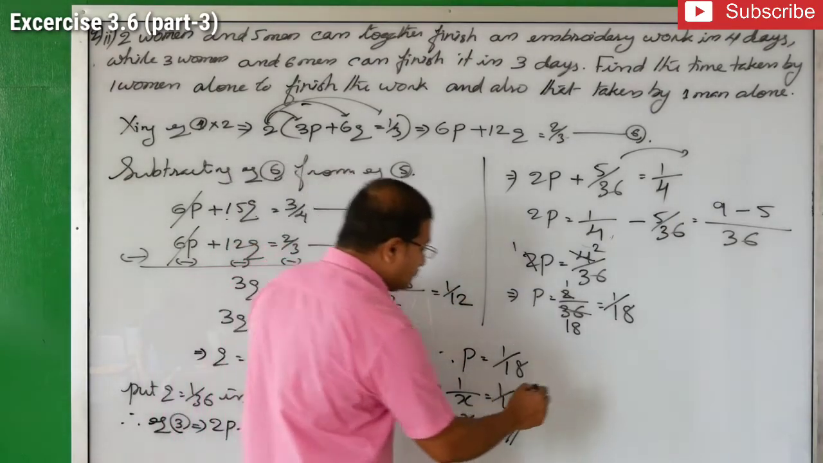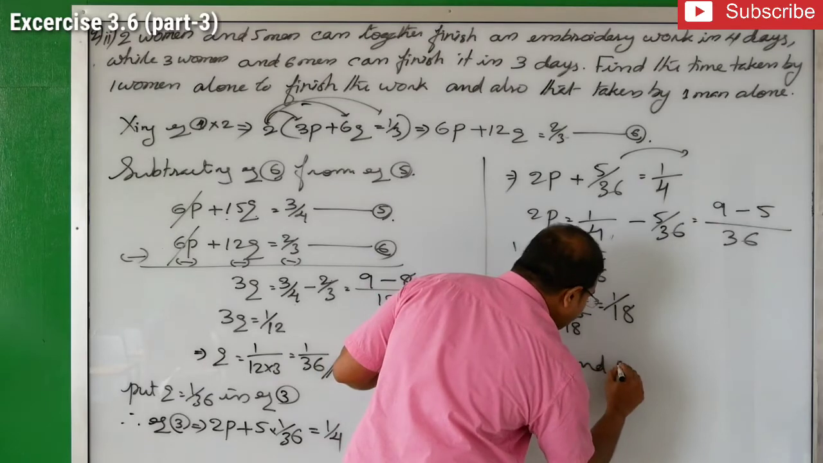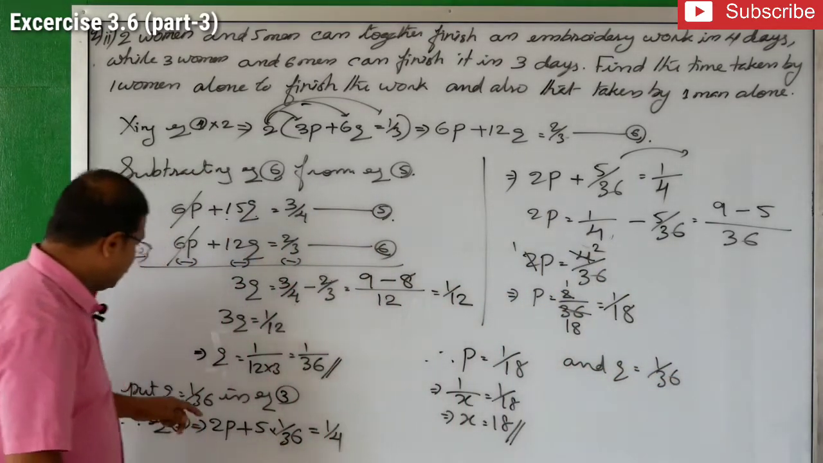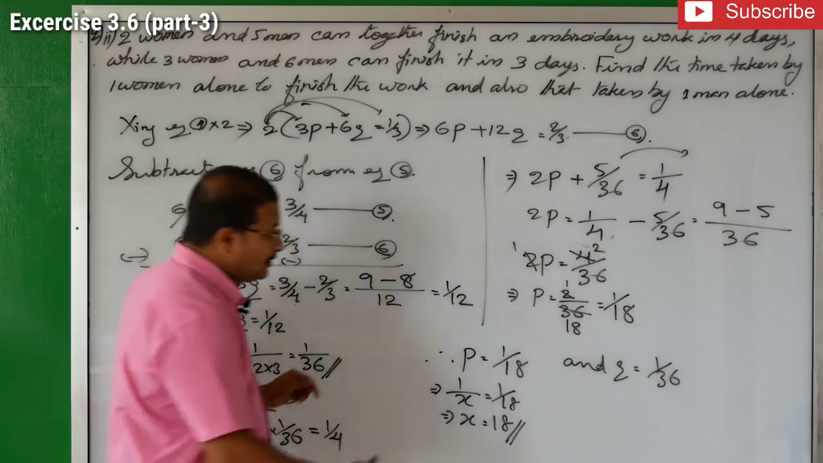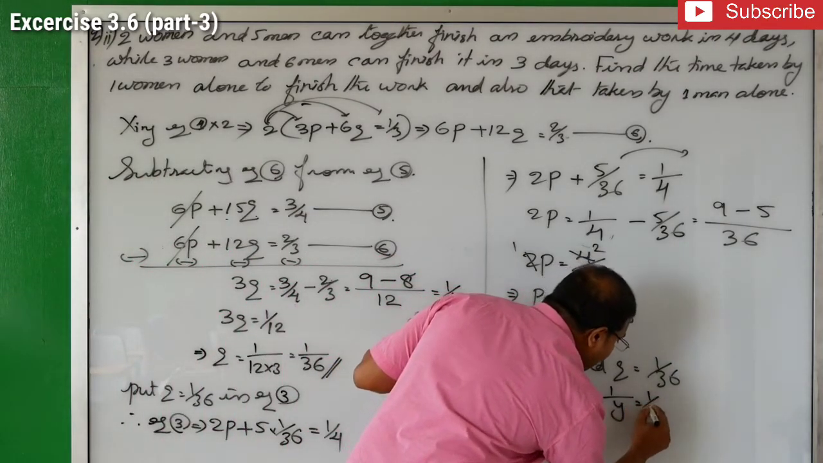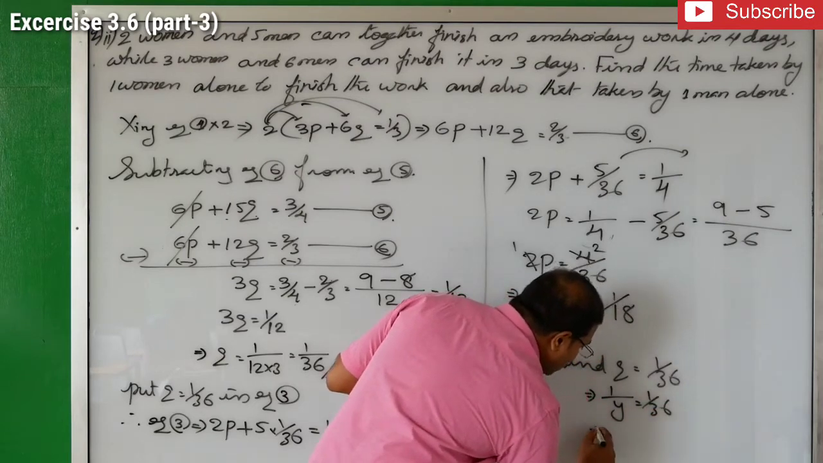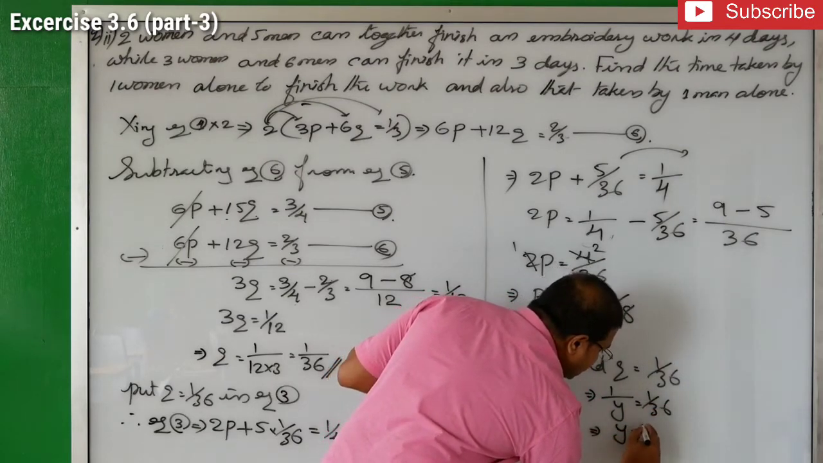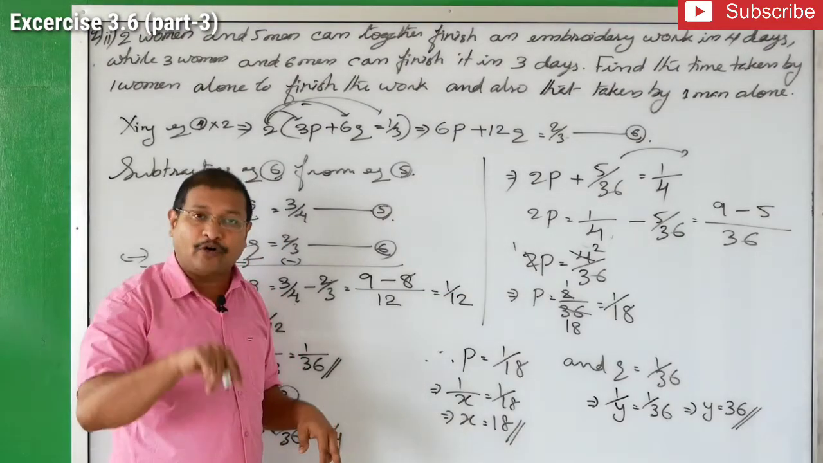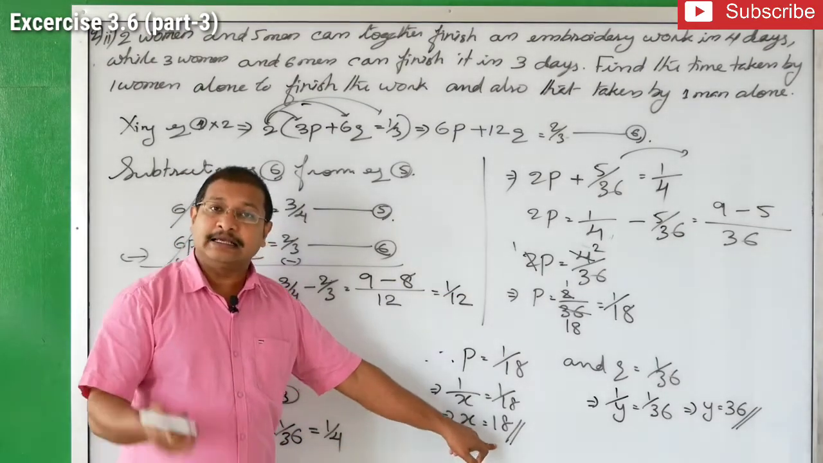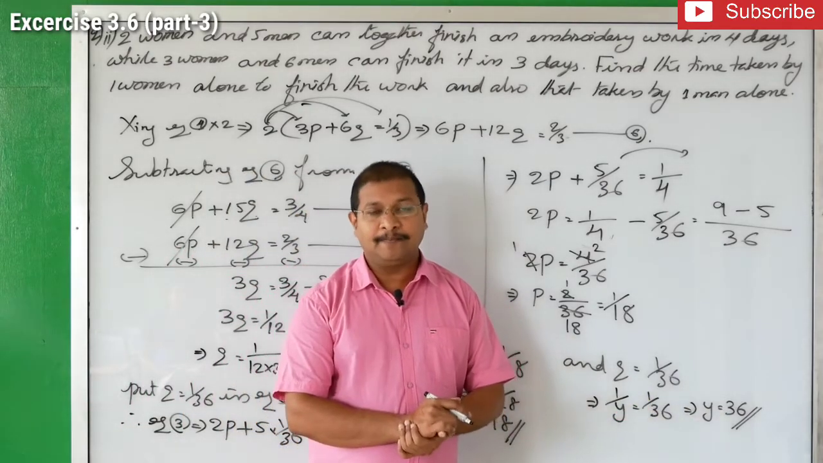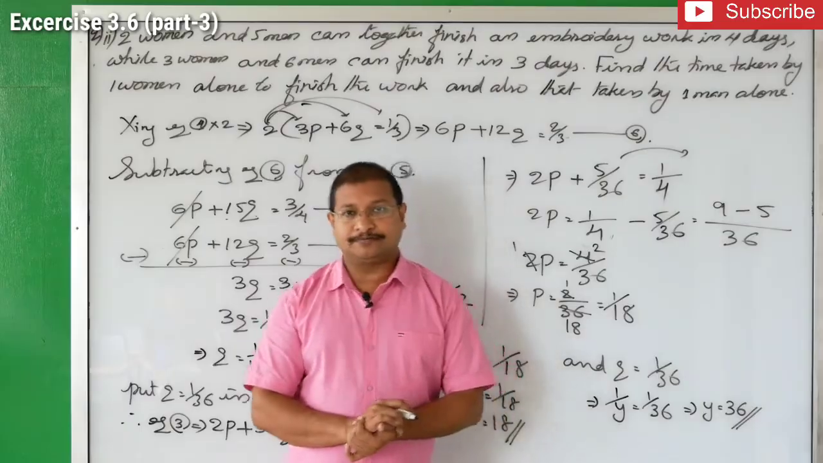Ready? And q equals 1 by 36, isn't it? See, q equals 1 by 36. That means q means 1 by y equals 1 by 36. So when you cross multiply, you can understand y equals 36. A woman alone can complete the embroidery work in 18 days. In the same time, a man can complete it in 36 days. Ready? Let's go to the next question.